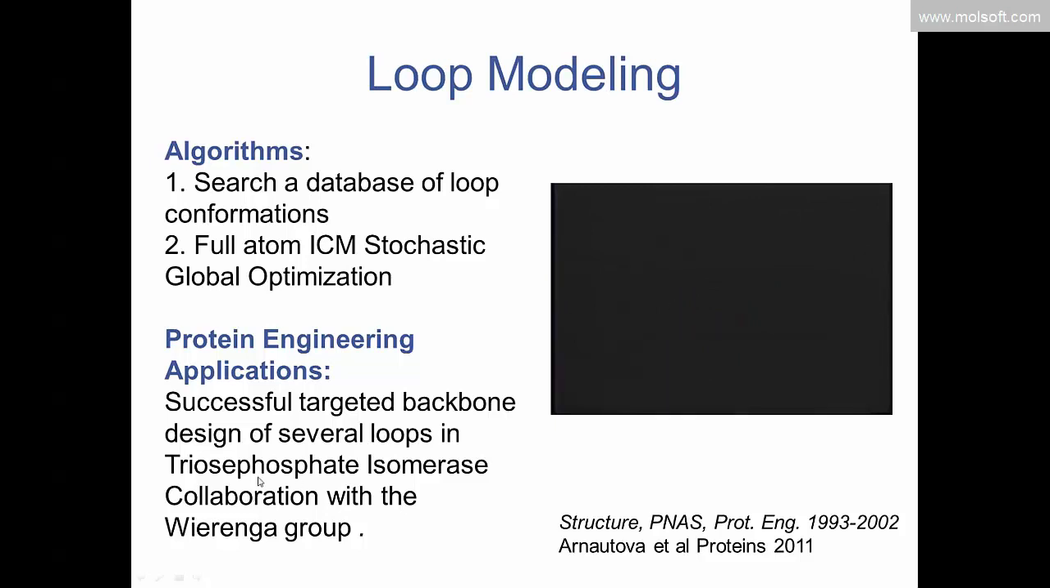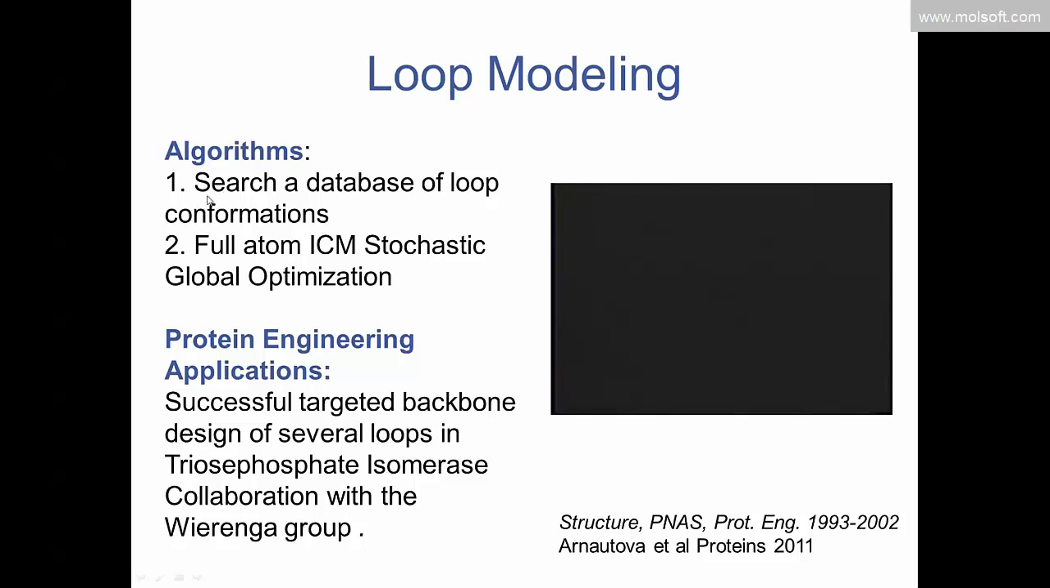So ICM modeling suggested that the loop should be maybe one residue shorter. And then they solved the crystal structure of that loop region, and it shows that the experimental loop agrees with the modeled loop structure, and the direct superposition had an RMSD difference of about 0.5. So it's a good example of using ICM for protein engineering.